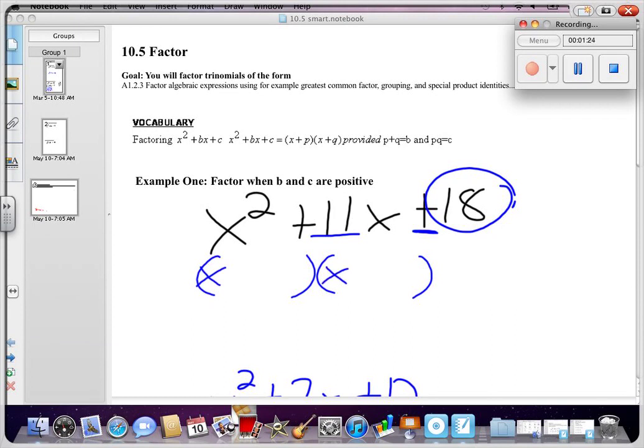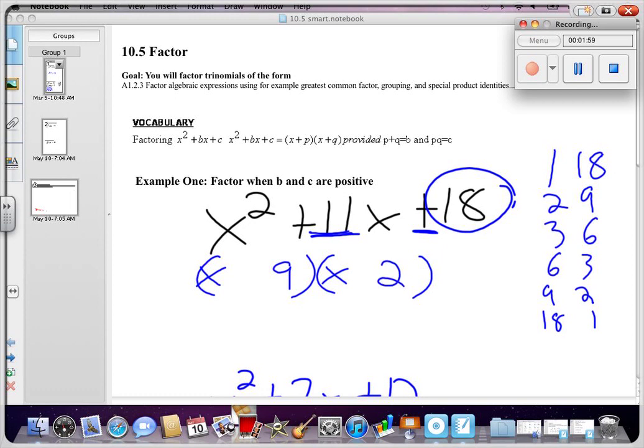Okay? Now, we need two numbers that when we multiply them together, we get 18. So I'm just going to list all the factors of 18. 1 and 18, 2 and 9, 3 and 6, 4 doesn't go in there, 5 doesn't go in there. We go back to 6, 3, 9, 2, 18. All right. So those are all the factors of 18. Which ones, when I add them together, give us 11? 9 and 2. Now, both my signs are positive. So both my signs on the inside are positive.